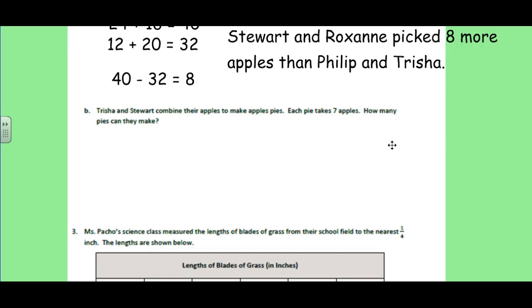It says each pie takes 7 apples, so how many pies can they make? So the first thing that we have to figure out is how many apples do Stuart and Trisha have all together. So I want you to look back at your chart and add their two amounts together so we know how many apples we're working with in this problem. So get that problem written on your paper for part B and push play when you're ready to check it.